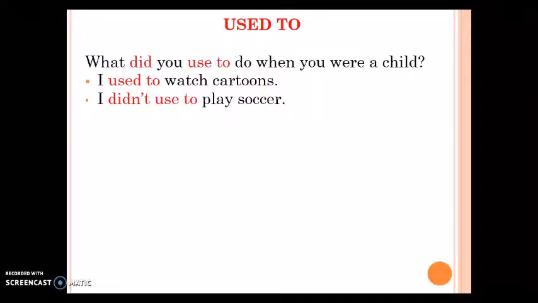Solía ver caricaturas. I didn't used to play soccer. No solía jugar fútbol, soccer.